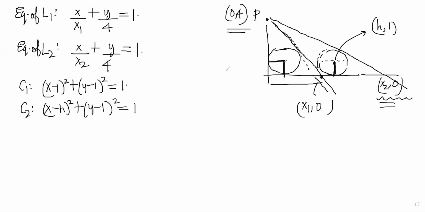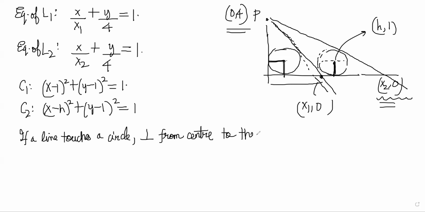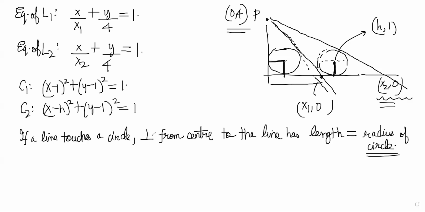We mean that if a line touches a circle, then the perpendicular from the center to the line has length equal to the radius of the circle. So this is a geometrical result that is always true for lines being tangent to circles, and this will give you the answer faster in most situations. It will be faster than trying to find the point of contact and all.